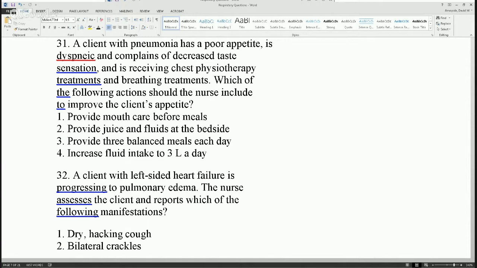One. It is 1. Because of the sputum production and expectoration, particularly during and after treatments, the client will have decreased sensation. Provide oral care after pulmonary treatments before meals will improve the taste and appetite. Fatigue from breathing activity will also decrease energy.